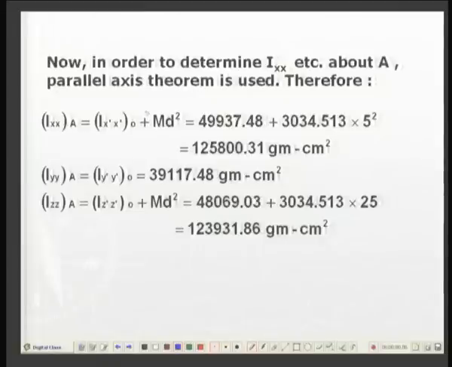Ixx about A, that is on the right hand face, is equal to Ixx about the center plus md squared. So this 5 squared, it will come out to be this value. Iyy, since they lie along the same axis, this distance is 0, so we don't have to do any change. And similarly for the zz axis, again d is 5 centimeter, so d squared is 25. So this is how, step by step, you get the values.